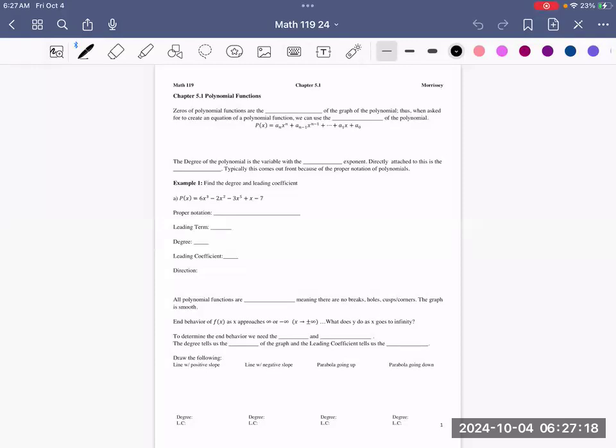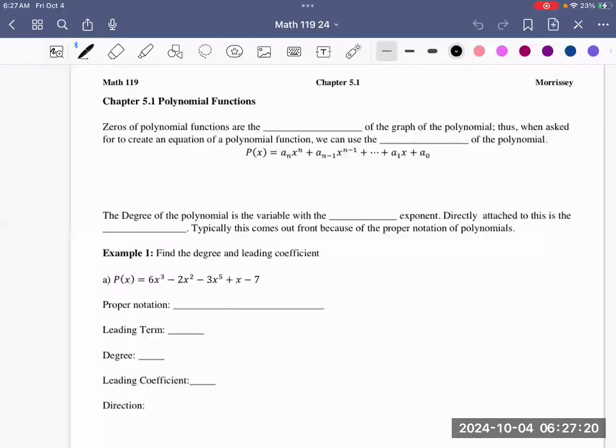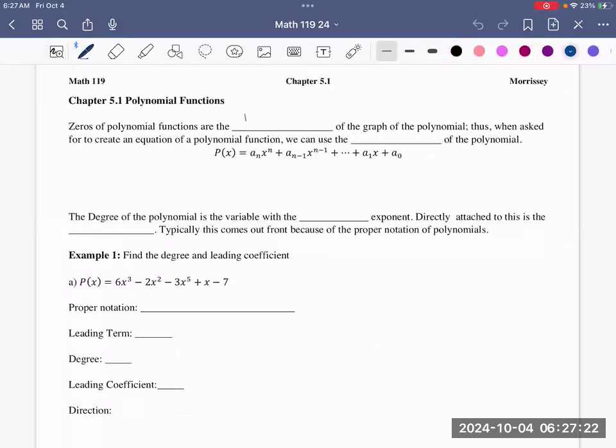So zeros of polynomial functions are the x-intercepts of the graph of the polynomial. Thus, when we're asked to make an equation of the polynomial function, we can use these solutions of the polynomial. So previously, right back in chapter 1.3, we learned how to factor.